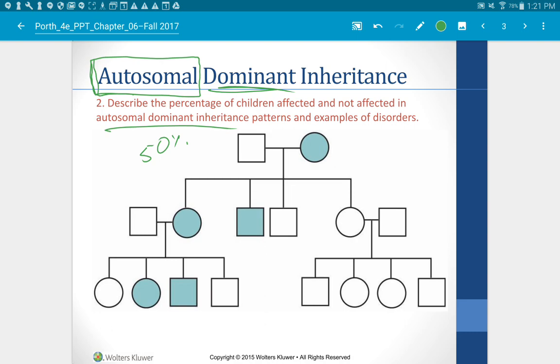A good example is Huntington's disease. Trying to think of another good one for you. There's not as many of these that are really well studied. Trying to think, your book has a couple of examples. I don't have it in front of me.